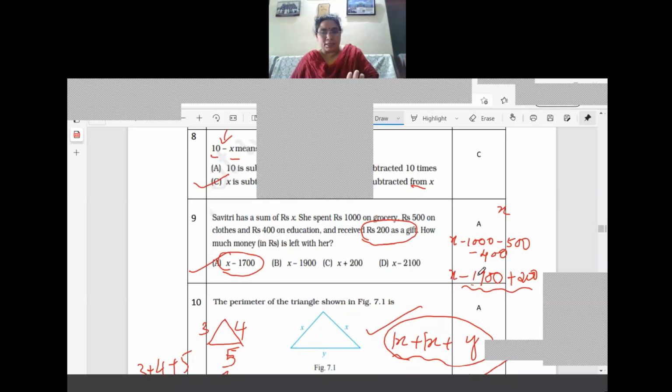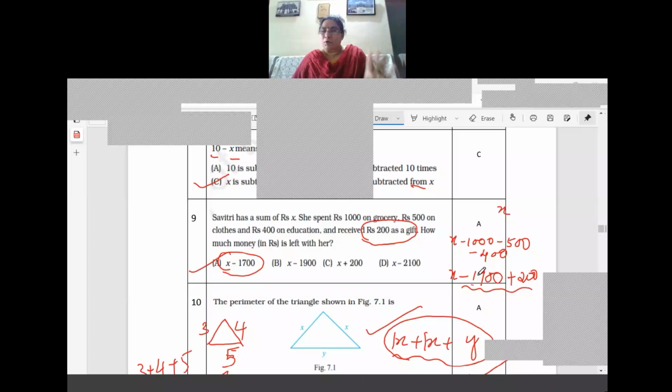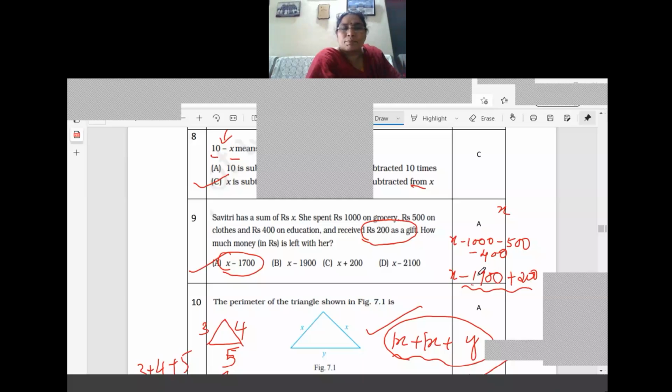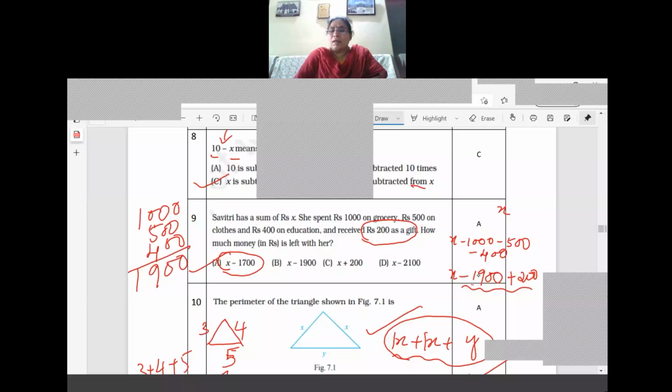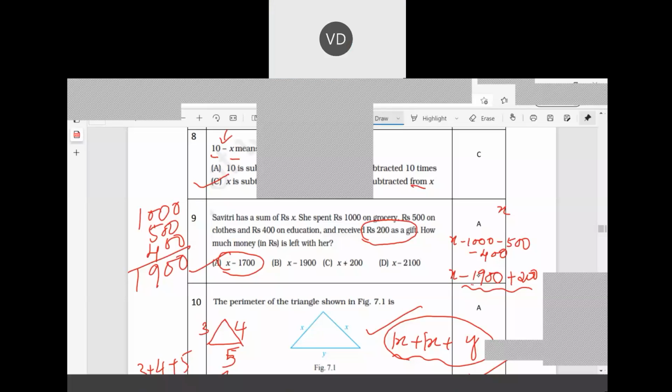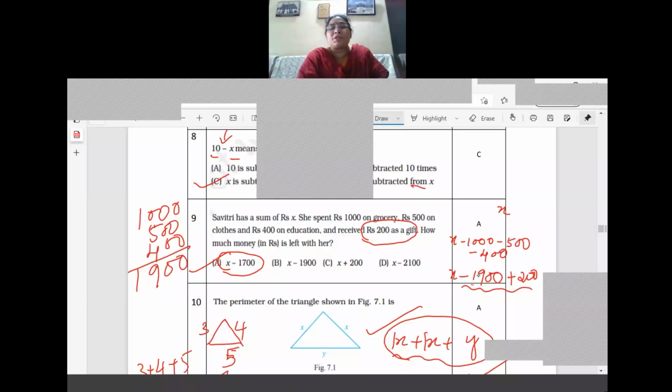So with the numbers, there is no problem for understanding. But now what is the amount they told? Savitri is having x amount there. You leave the amount she is having. How much amount did she spend there? 1,000, then 500, 400. That means 1,900 she spent already, right? Now, if 1,900 is spent, to that she got 200 as a gift. Understood? So it's addition only. 1,900 gone, to that she got 200.